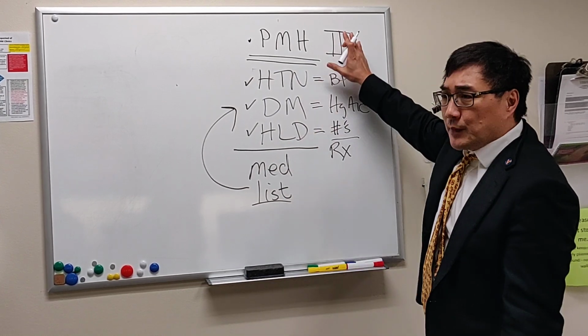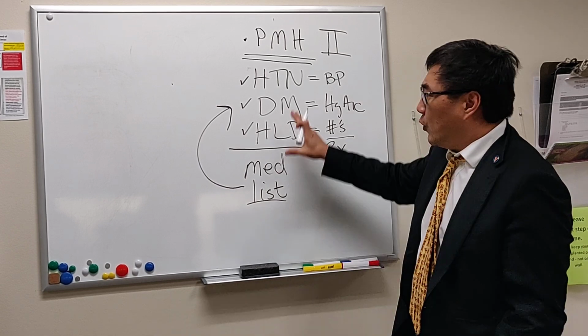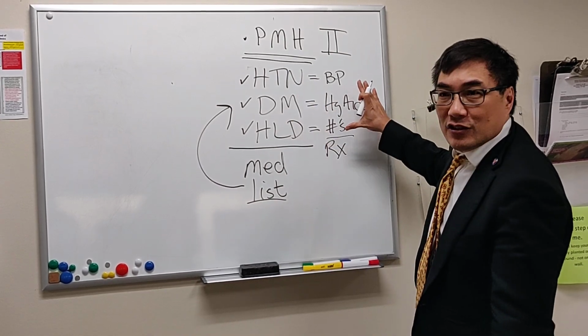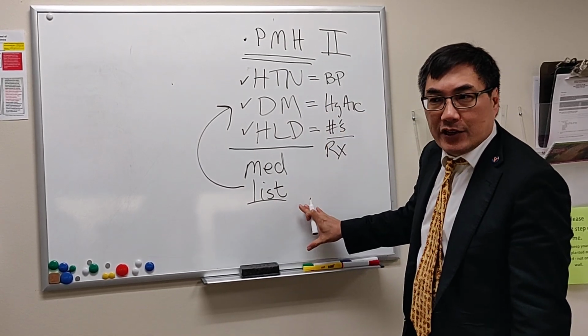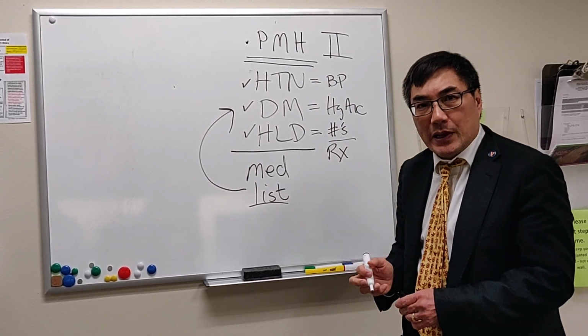So in summary, in past medical history number 2, for medical problems, not only is it important to know what they have, but how well is it controlled and what treatments are being given, so that we can risk stratify these risk factors for whatever the patient is complaining about.